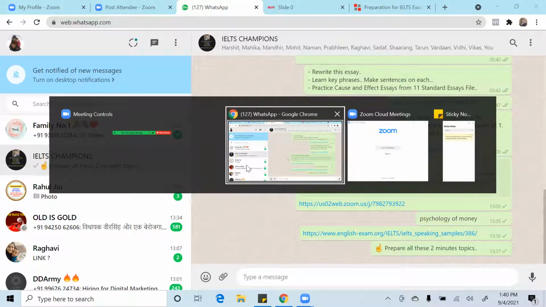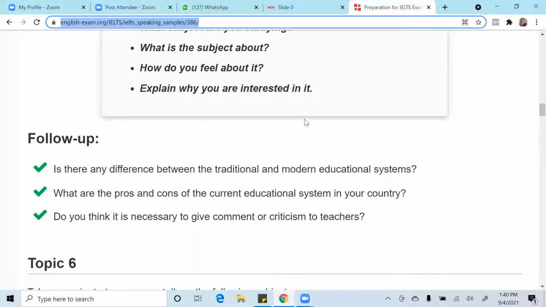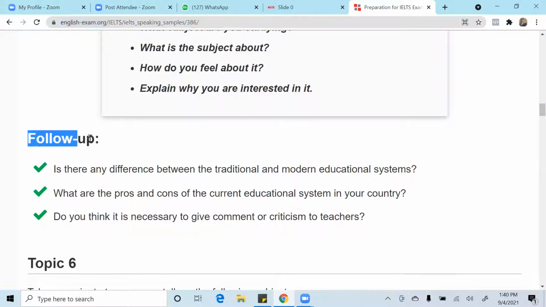All right, so this is how your speaking is going to be. Let me ask you the rest of the questions. So the third part of the speaking test is going to be these follow-up questions. Can you all see this? Yes, sir. But this you would not be able to see in the exam. It will look like this.